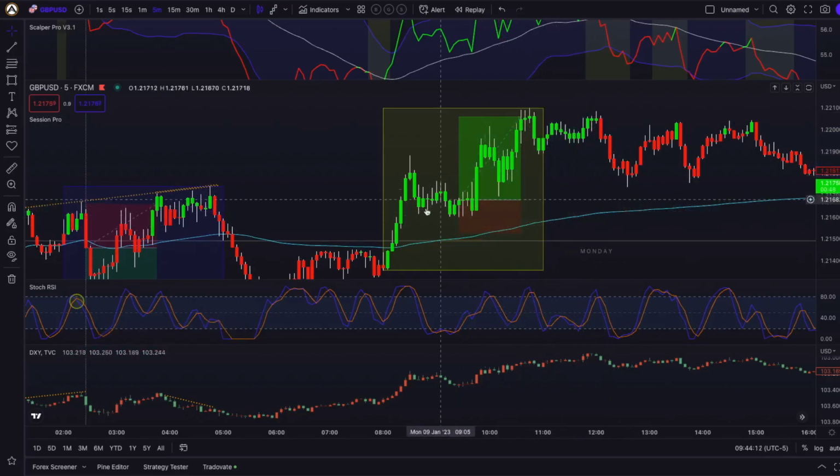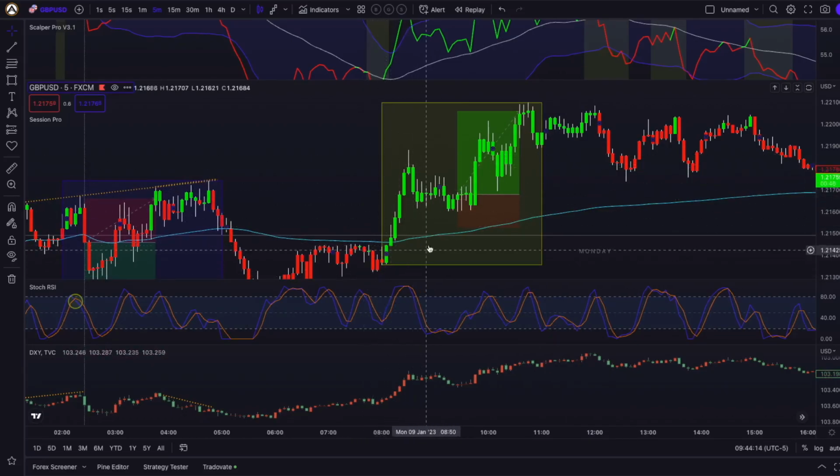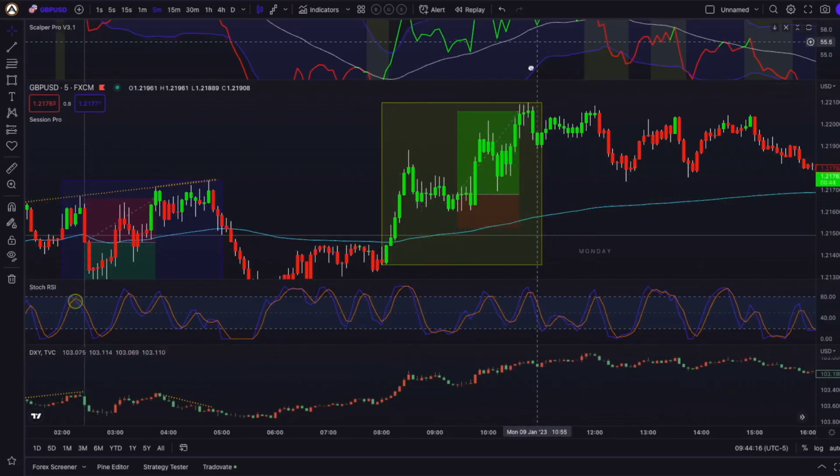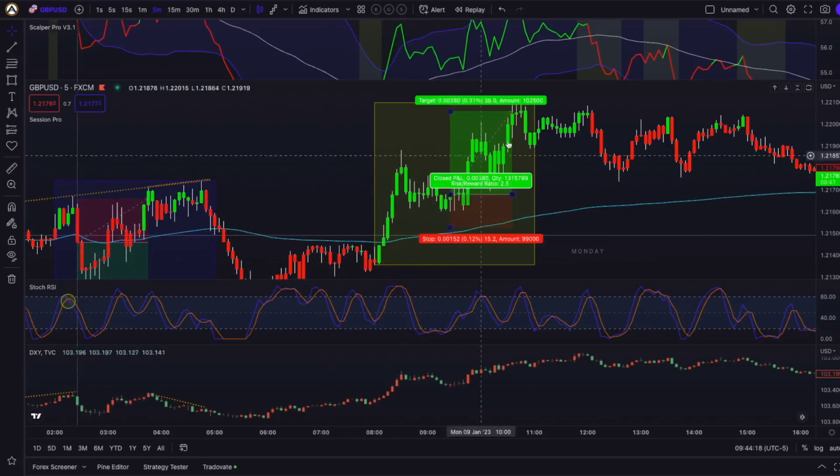So overall, this was a pretty great and trendy New York session, but we did not see any divergences. So overall, this was just a regular Scalper Pro stochastic RSI strategy entry.